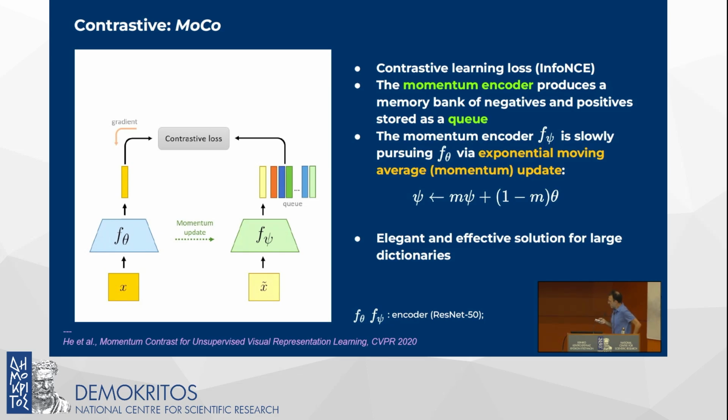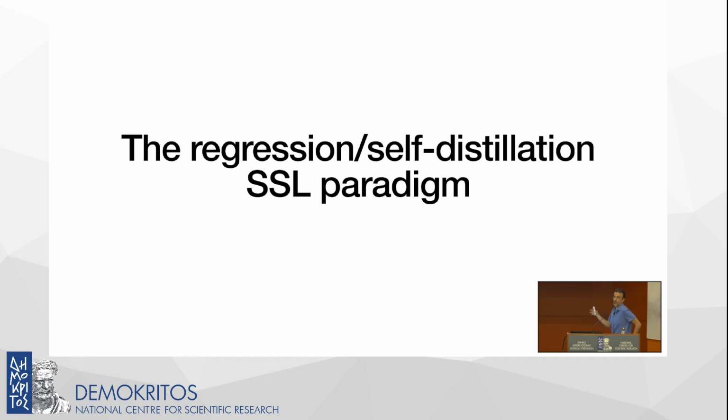And so this problem, the idea of trying to get rid of having to use a lot of negatives in the contrastive-based method, has led to another class of SSL approaches, which are based on the regression or self-distillation paradigm.